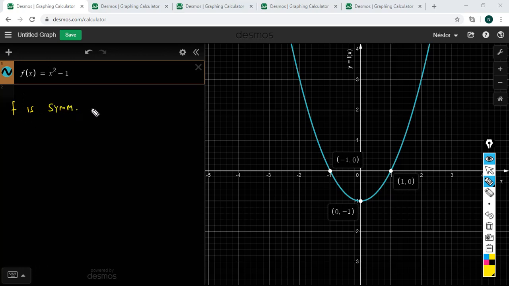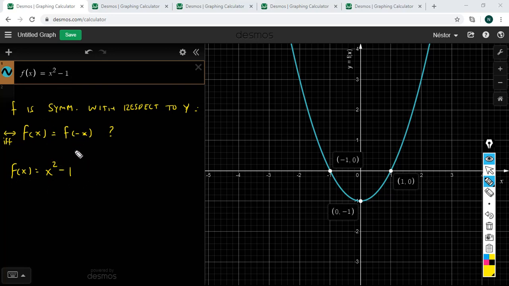I'm just going to write this. With respect to the y-axis if the following happens. If and only if, remember, if and only if f of x equals f of minus x. What does this mean? Okay, I'm going to do it and you're going to understand. So what is f of x? F of x, according to this, is equal to x squared minus 1, right? That is f of x. F of x equals x squared minus 1.